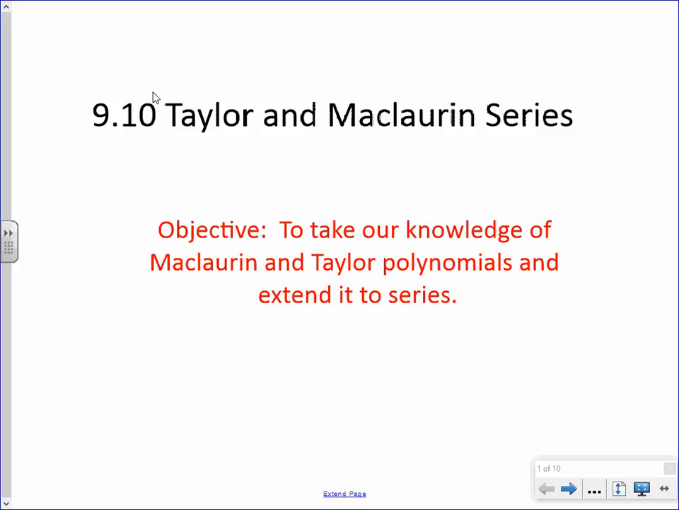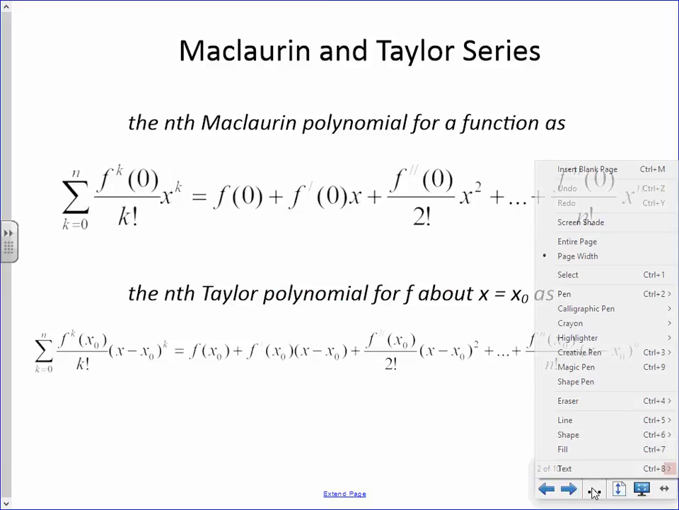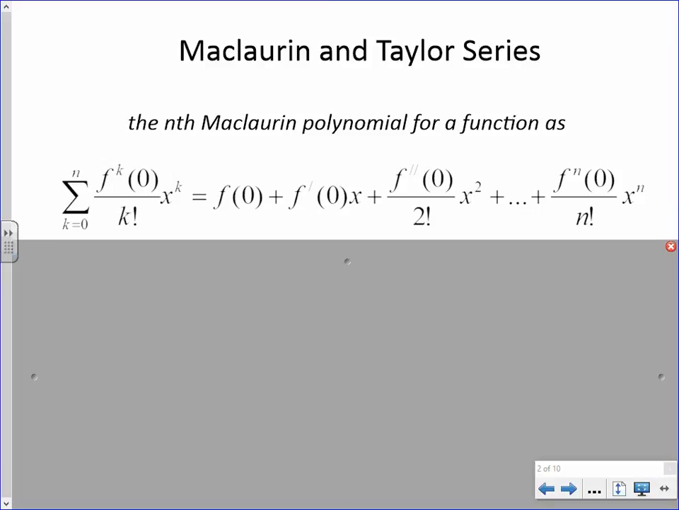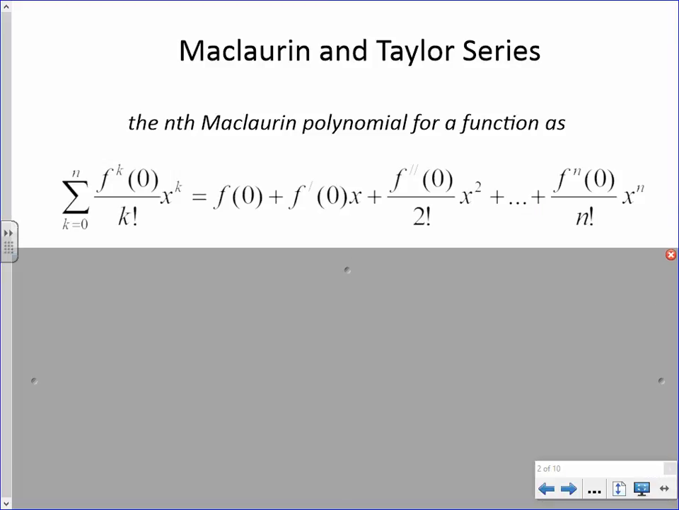Okay, so a Maclaurin polynomial. We evaluate the function at 0. We evaluate the derivative at 0 times x. We evaluate the second derivative at 0 over 2 factorial times x squared, right? And we keep going forever. So do you agree that we could write it like this? f to the k of 0 over k factorial times x to the k.